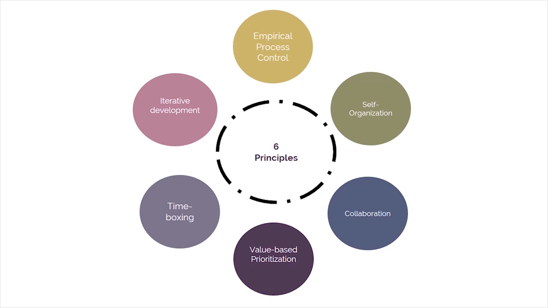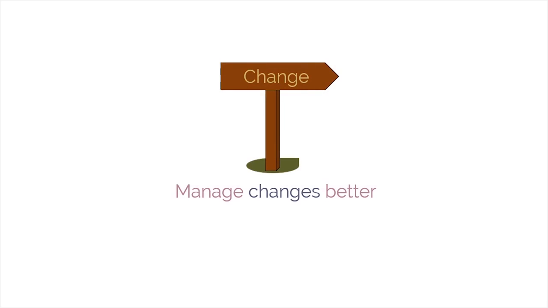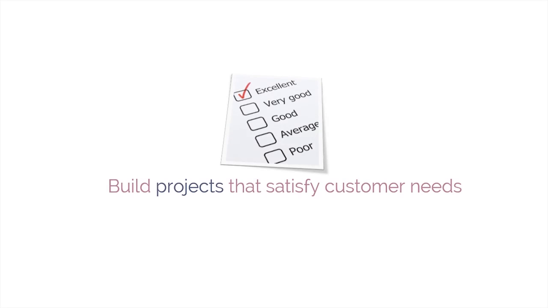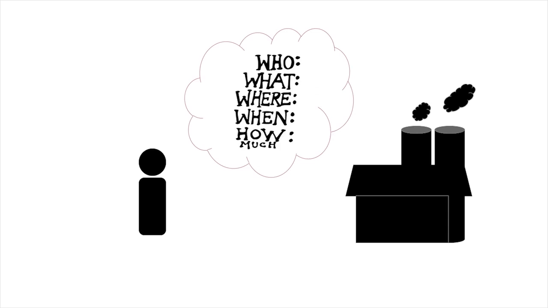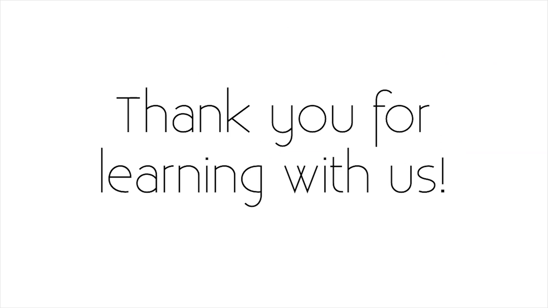And finally, we have iterative development as the 6th principle. This principle defines iterative development and emphasizes how to better manage changes and build projects that satisfy customer needs. It also delineates the product owners' and organization's responsibilities related to iterative development. That covers the 6 Scrum principles. These will continue to be developed throughout our other course modules.